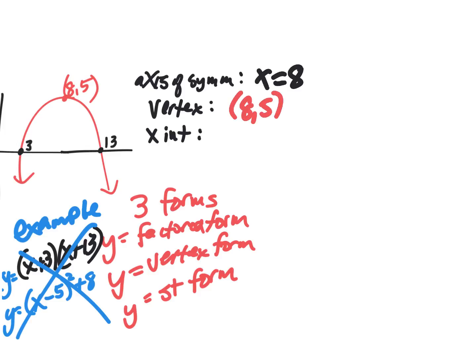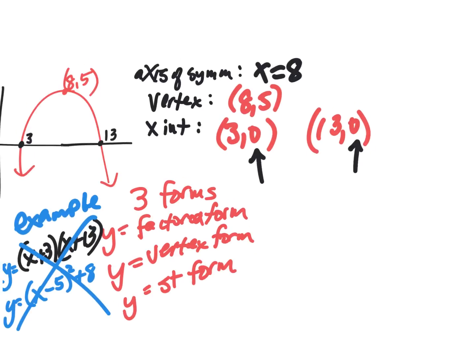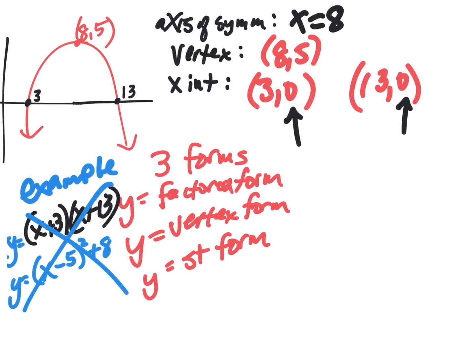How about the x-intercept? Row 1, person 2. How'd you get this comma 0 thing? How did you know you were right that that's the x-intercepts? Because that's where, like, true. And the y is what? 0. So x-intercepts have y of 0. Okay, good. Now, factored form.